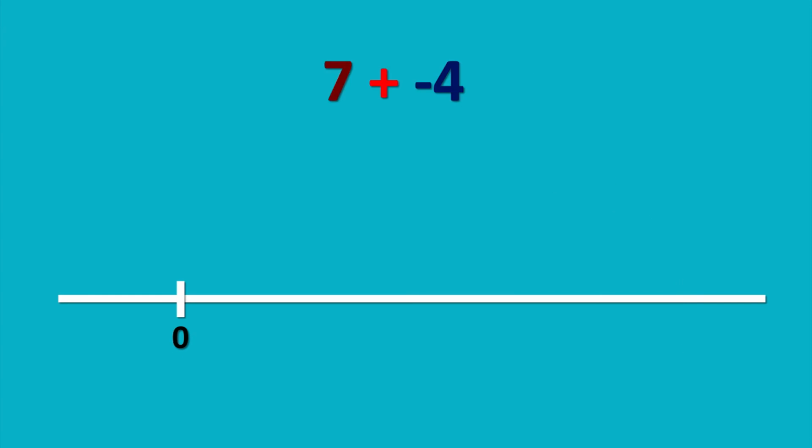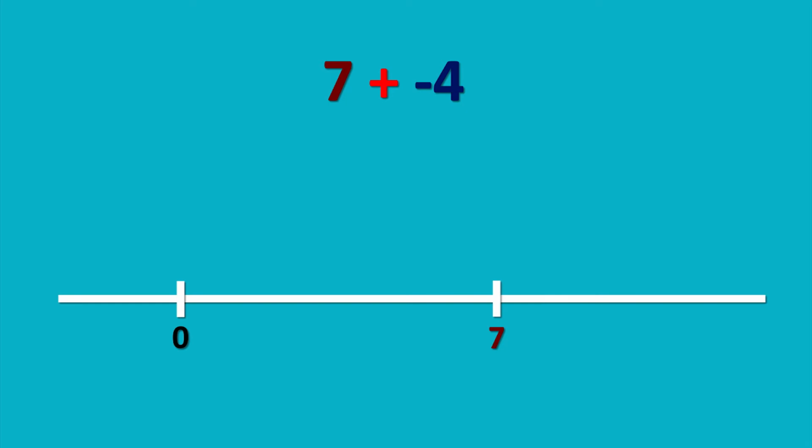Now let's look at 7 plus -4. Notice that the 7 is in red, the adding is in a different colour red because that's an operation, and then we have -4 in blue. So we start at 7 because the first number is 7. When we add -4, we must go 4 steps in the opposite direction to when we added +4.